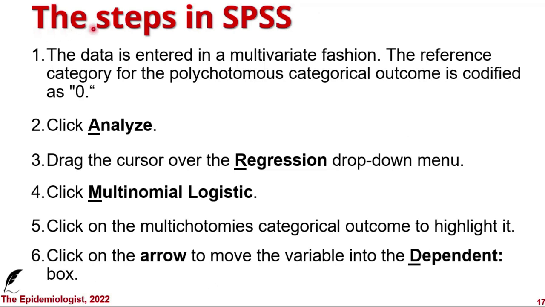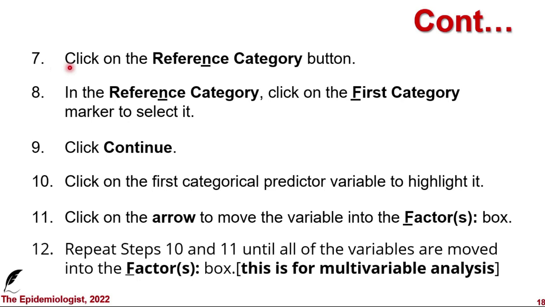What are the steps of analysis in multinomial logistic regression? First, the data is entered in a multivariate fashion. The reference category for the polychotomous categorical outcome is codified as 0. Click Analyze, then drag the cursor over the regression drop-down menu to choose and click on multinomial logistic. Furthermore, click on the multichotomous categorical outcome to highlight it and click on the arrow to move the variable into the dependent box. Continue by clicking on the reference category button. Click on the first category marker to select the control as the reference category, if it exists in the first row, or the last, if it exists at the end. Click Continue.